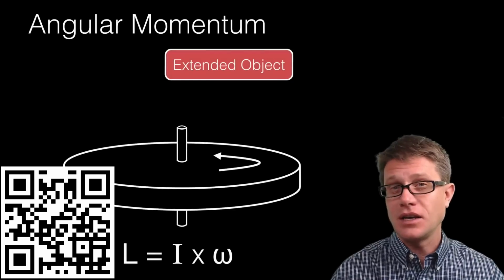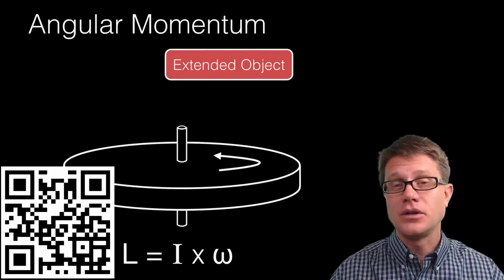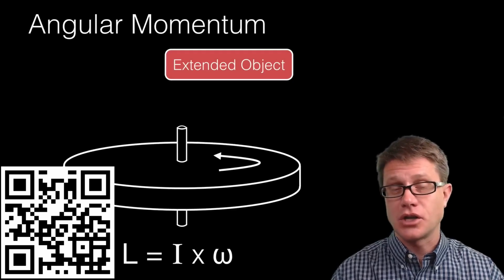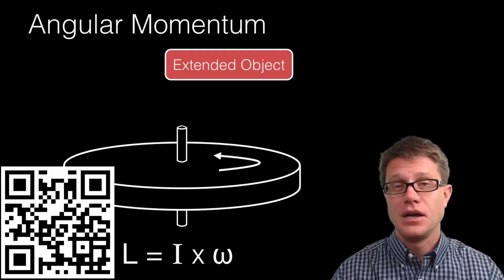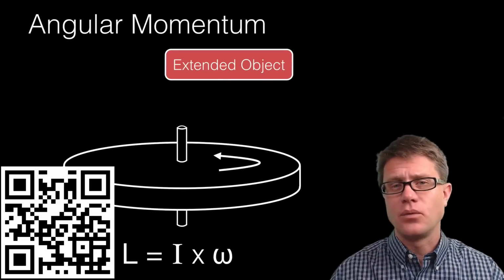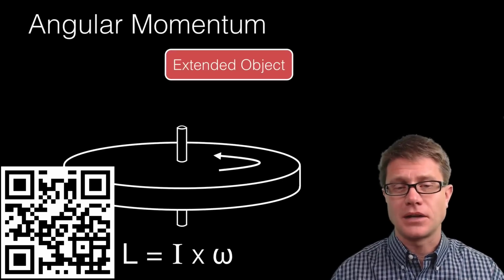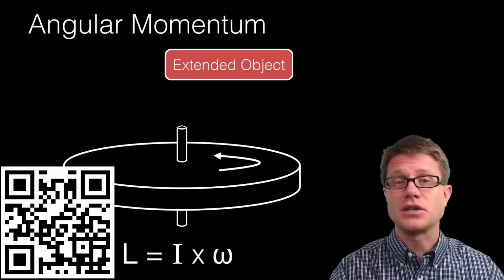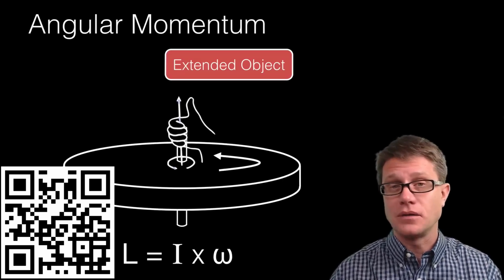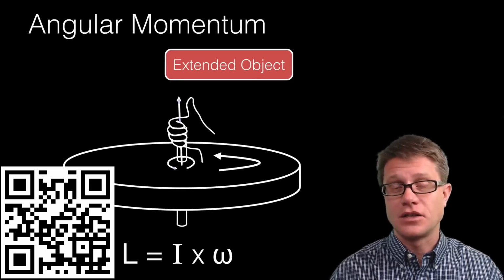If we're looking at an extended object like this, all we do is multiply the rotational inertia times the angular velocity. In other words, how fast it's spinning. Now, in which direction is that angular momentum acting? As I move my fingers around, it's going to be acting in the up direction on that extended spinning object.